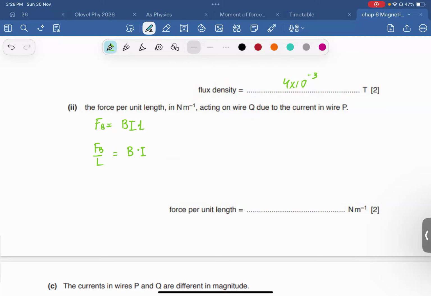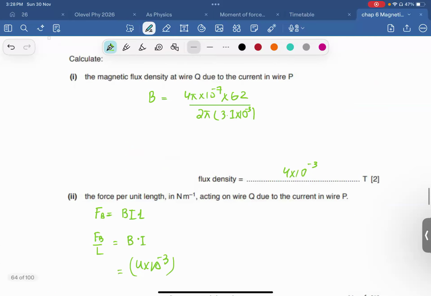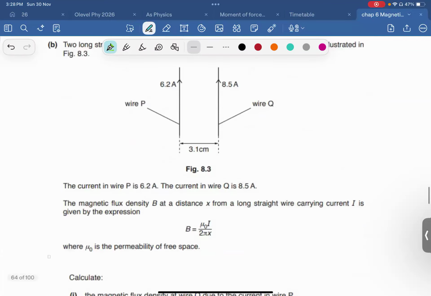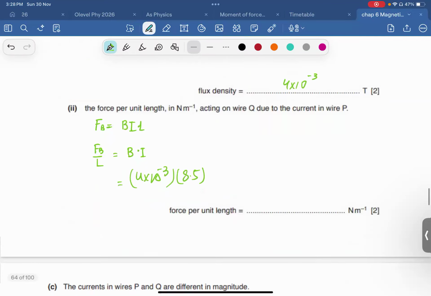So the force per unit length acting on the wire Q due to B. So 4 exponent negative 3. This is the magnetic flux density of P. Okay. And you have to use the current of Q, right? So 8.5. Yes. Okay. Just find out.